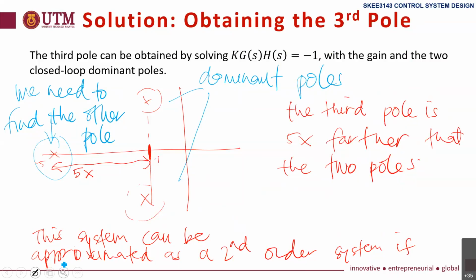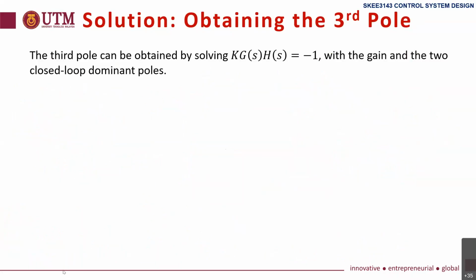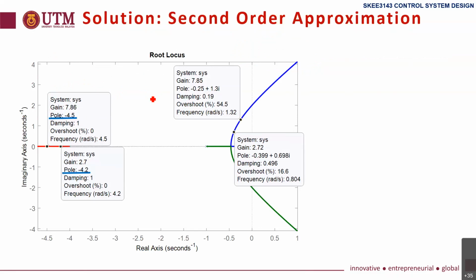I will again remove this. How can we find the third pole? The third pole can be obtained by using this formula. We use this formula, KG(s)H(s) equal to -1. This is the property of root locus. We can use this formula. Okay, let's see this.